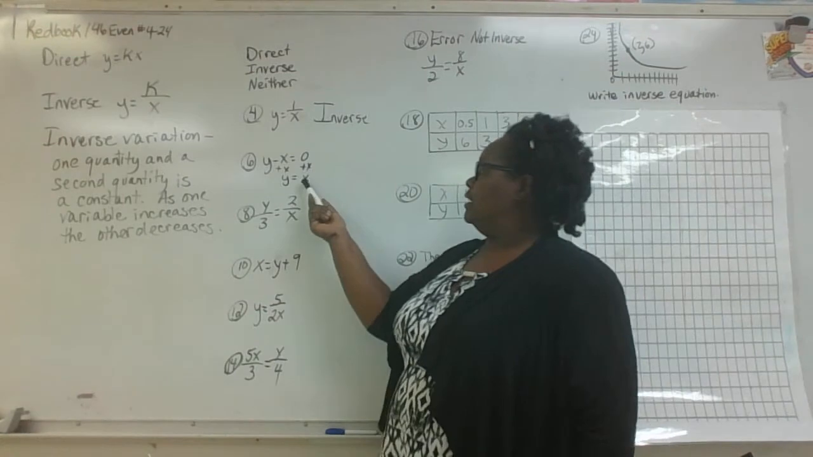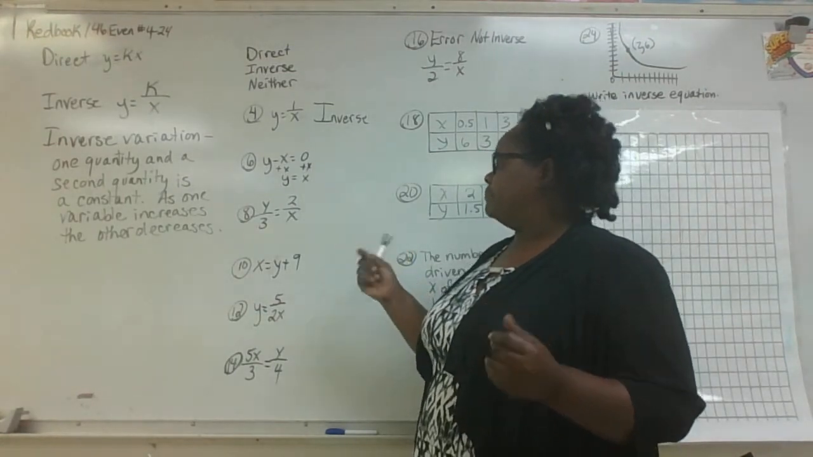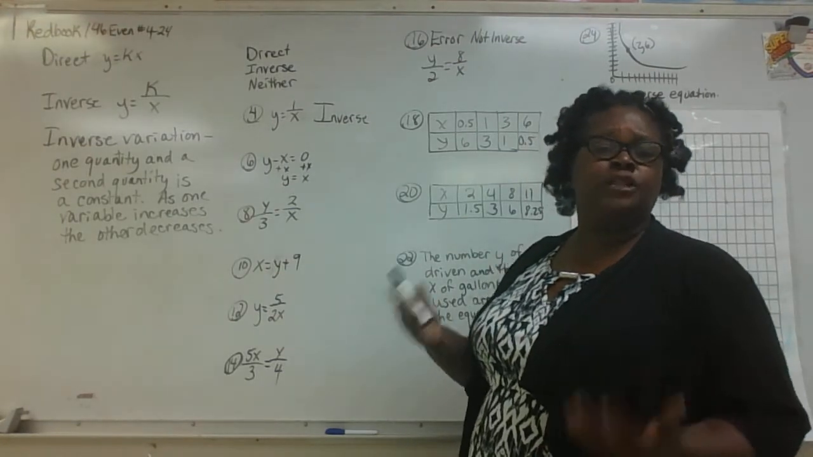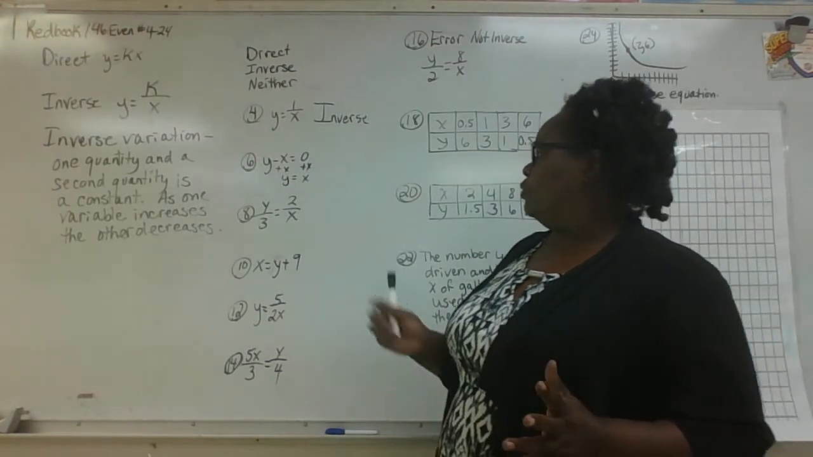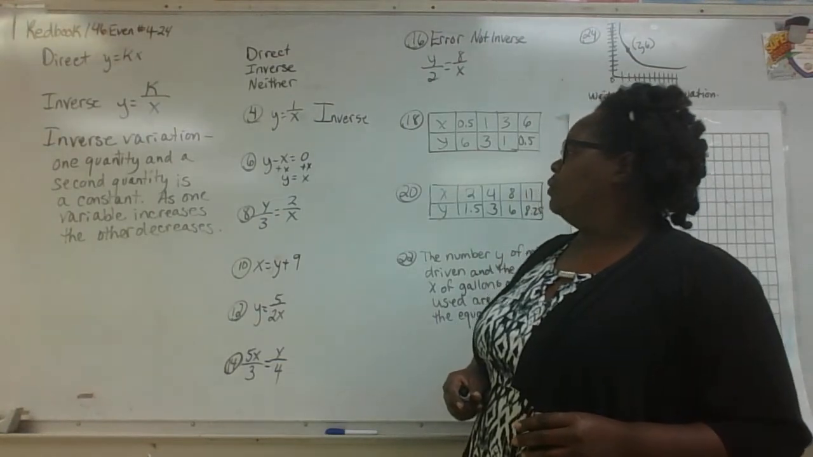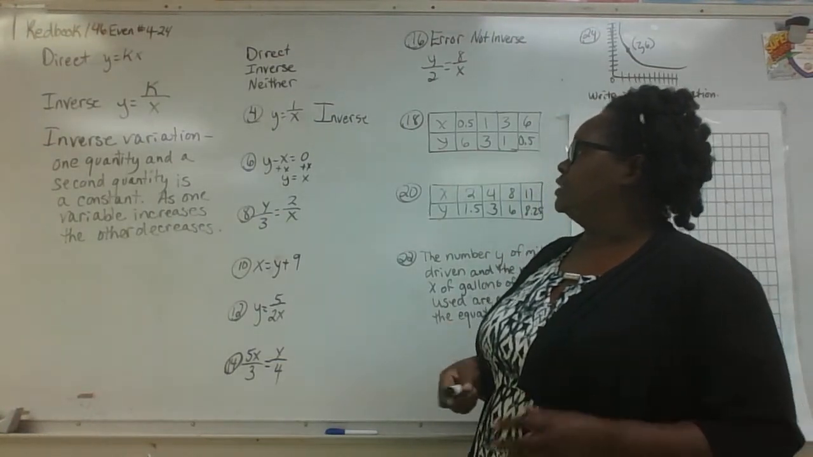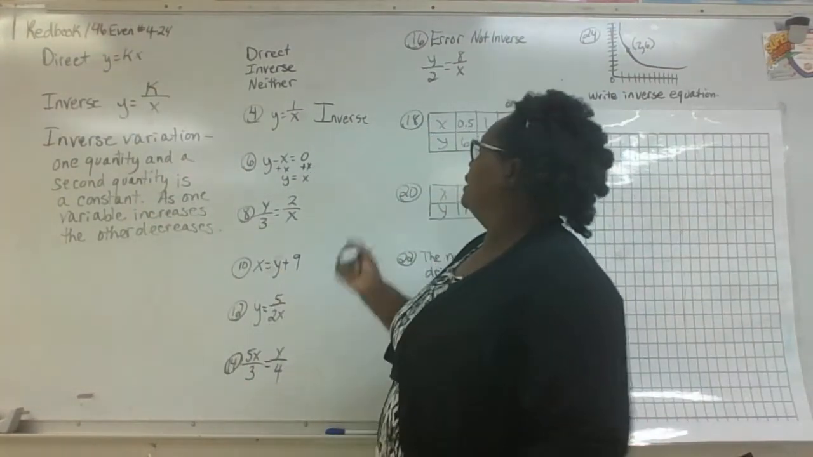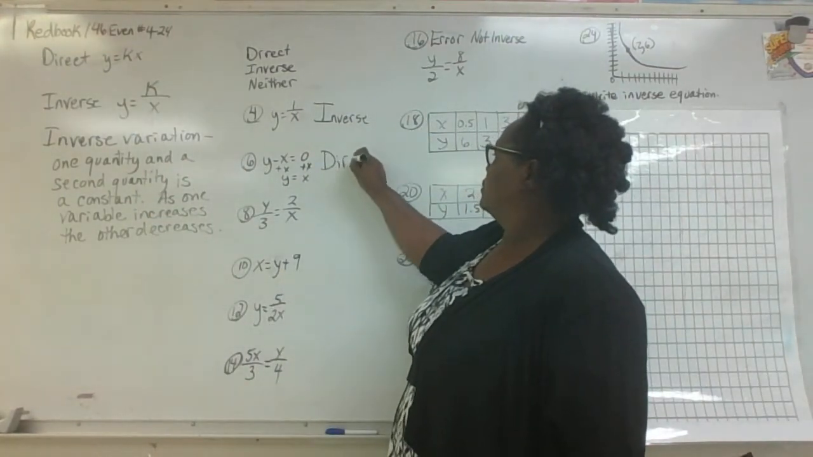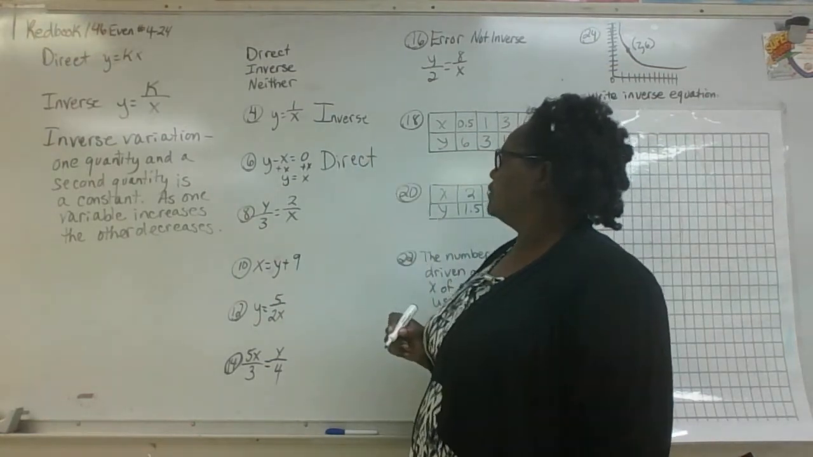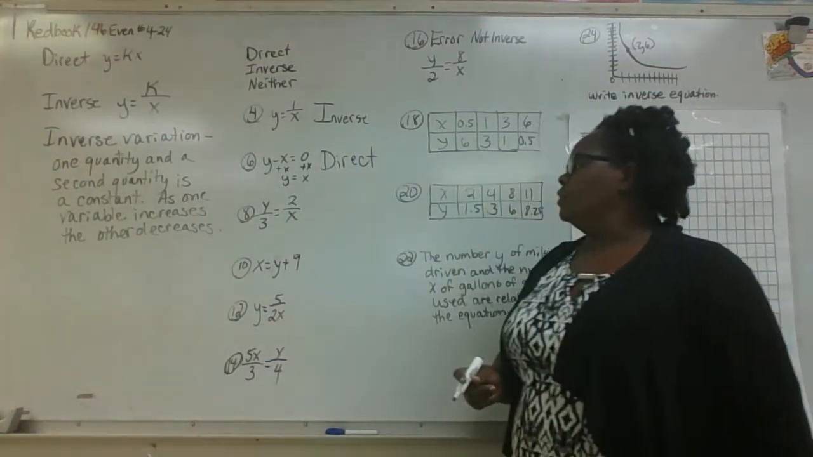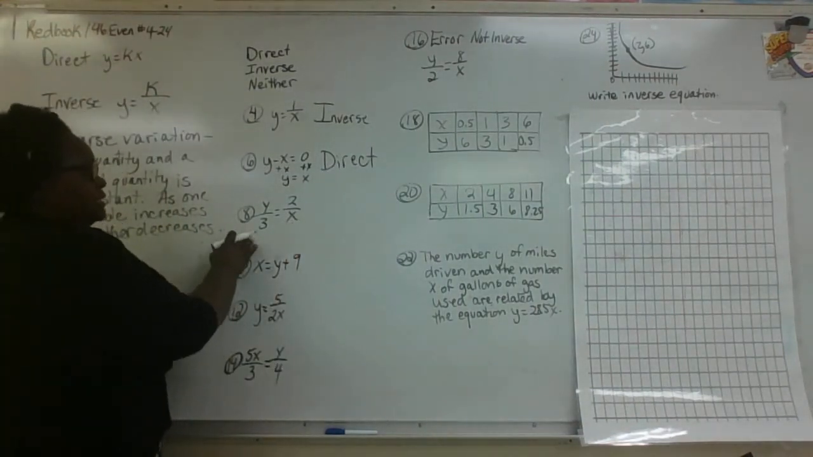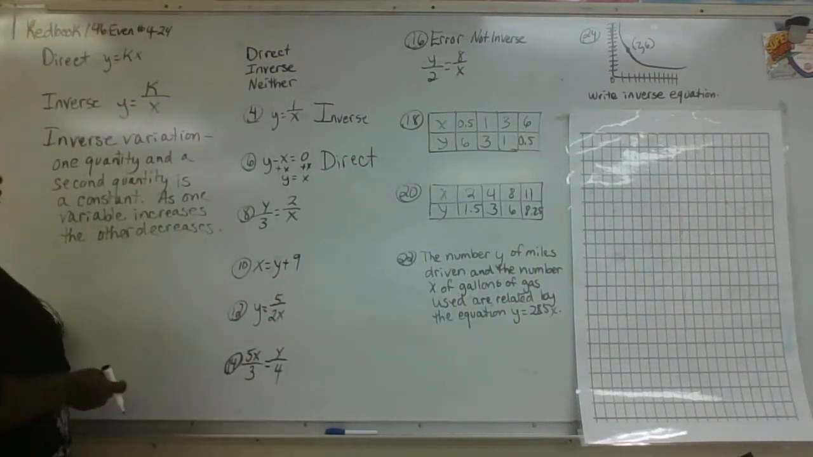This x is not in the denominator. It is a whole x, or in the numerator for technical purposes. So therefore, we would make a conclusion that this can be in this form. Therefore, this is direct. Now, when we take a look here, we have a situation where x is in the denominator, but y is not isolated. So we need to isolate y.